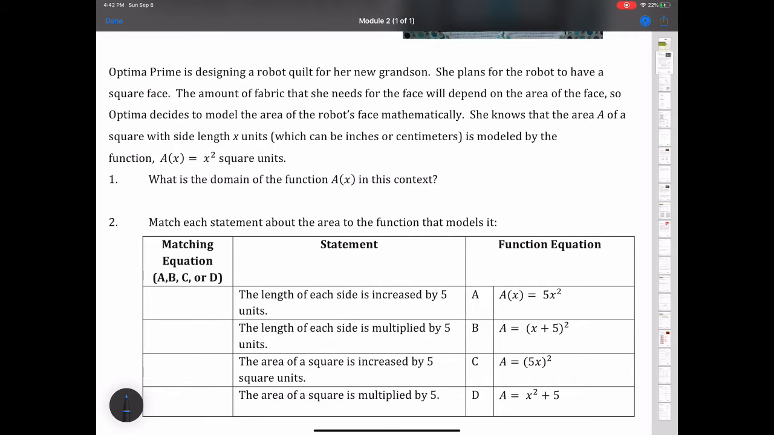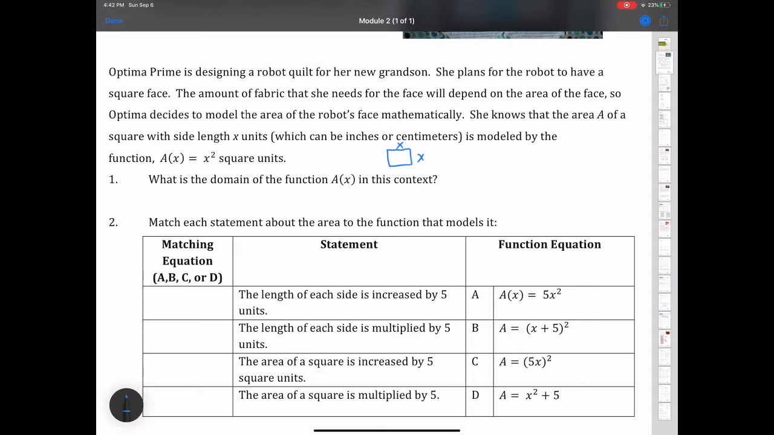She knows that the area A of a square with side length x units, which can be inches or centimeters, is modeled by the function A of x equals x squared units. So let's just do a little diagram first. That's going to be a square like this that's x by x, right? So it's x squared. So now what we need to look at is what is the domain of the function A of x in this context?